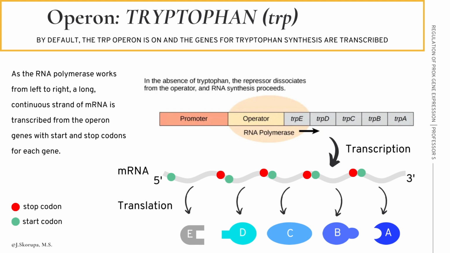The trp operon is a region of the DNA that includes, from left to right, the promoter, which includes the RNA polymerase binding site and the operator, followed by operon genes trpE, trpD, trpC, trpB, and trpA. As the RNA polymerase works from left to right, a single, long, continuous strand of mRNA is transcribed from the operon genes with start and stop codons for each gene.